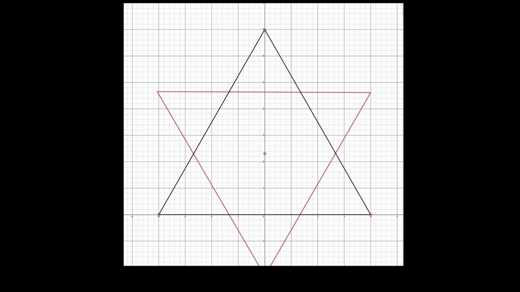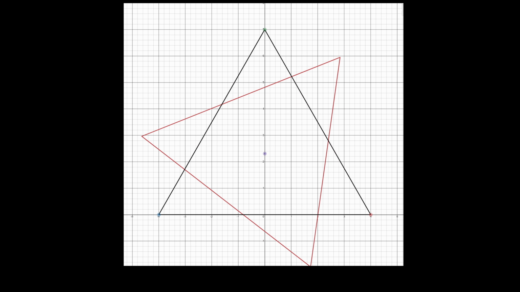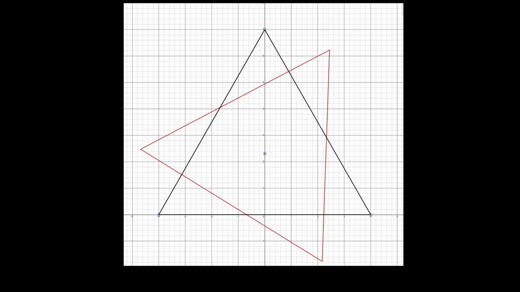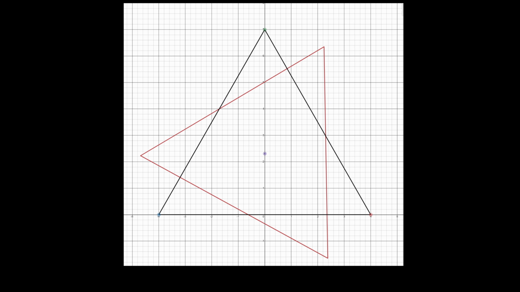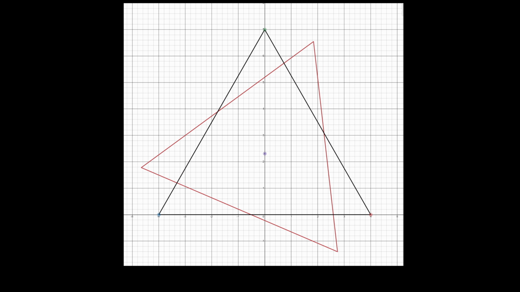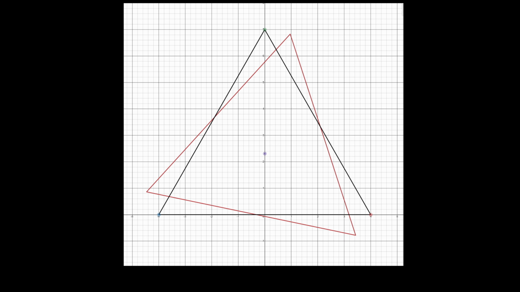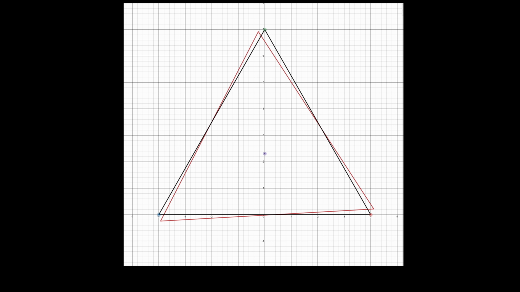So now it is rotated by something like 180 degrees, and then let us still rotate until it matches the original. I am slowly rotating so that you see when the red color triangle will match with the black color triangle. So now it is matching. Now if you see the angle, the angle is 120 degrees.